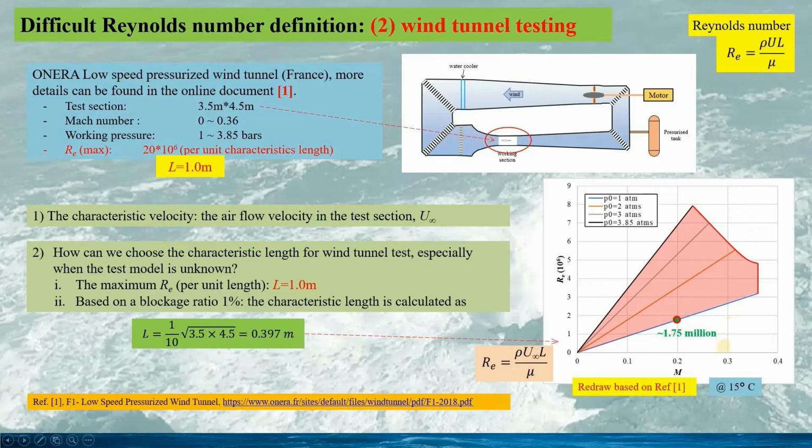So if we take an example, the Mach number is 0.2. In the conventional atmosphere, the Reynolds number for the model would be roughly 1.75 million. If we apply the pressure in the wind tunnel up to 3.85 bars, we can have a Reynolds number of roughly 6.8 million.